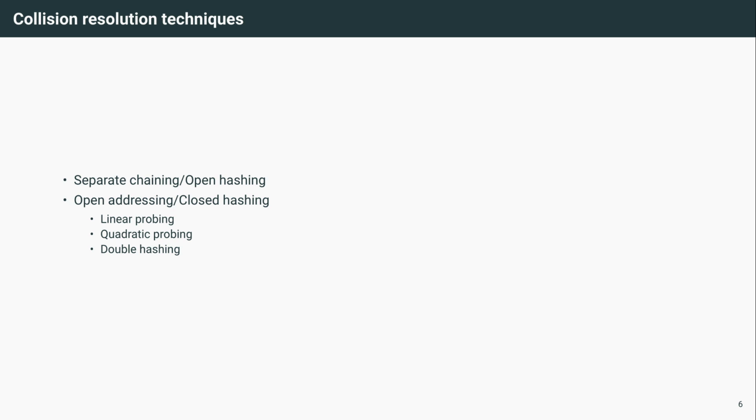In the last video, we discussed how hashing can lead to collisions, where the hash function can give the same hash value for two different inputs. This is solved in two major ways. One is called separate chaining or open hashing, and the other is open addressing or closed hashing. Open addressing is of three types: linear probing, quadratic probing, and double hashing. We will look at them one by one.